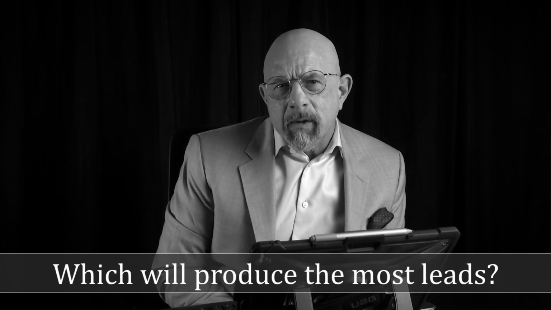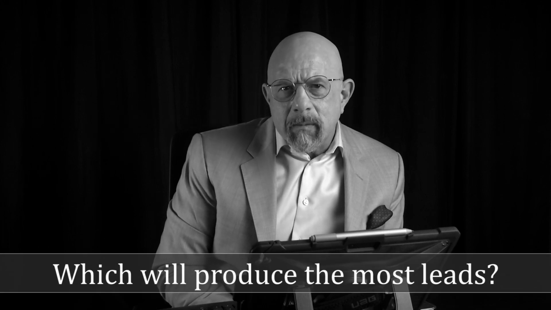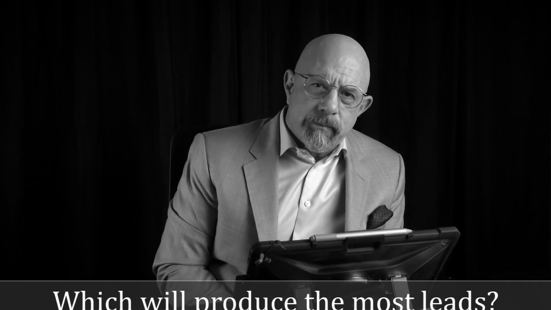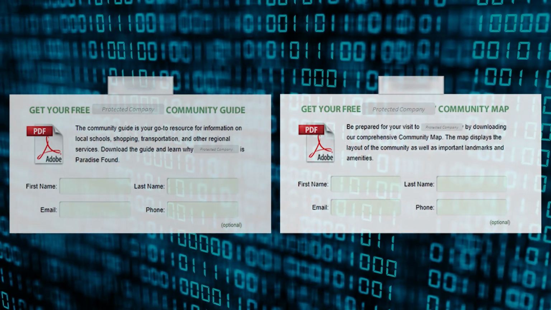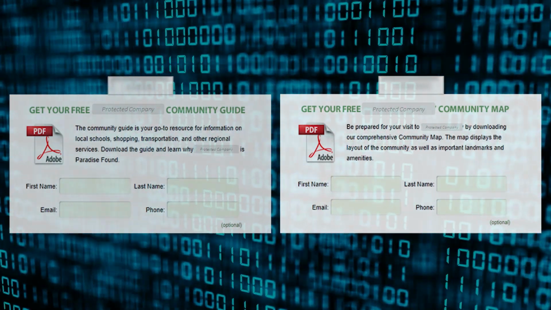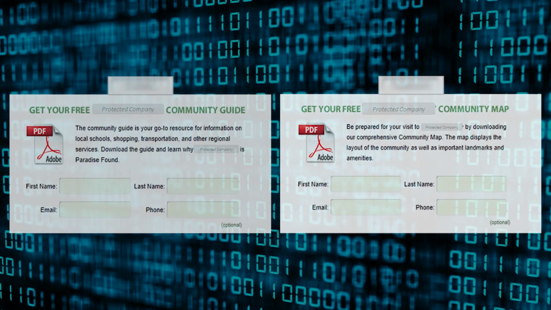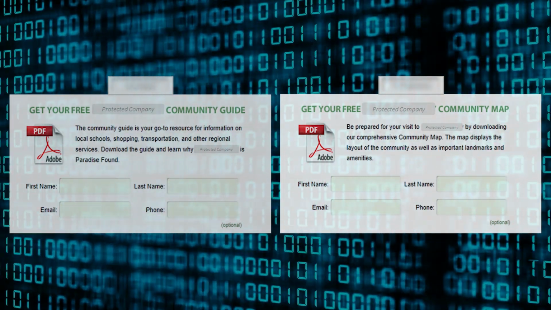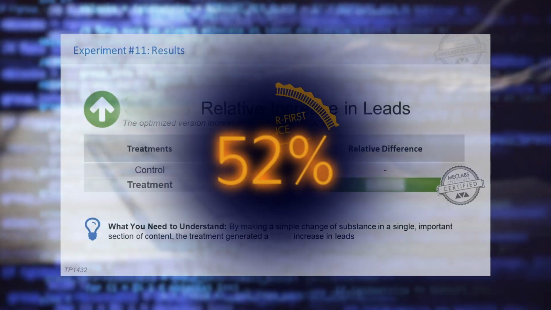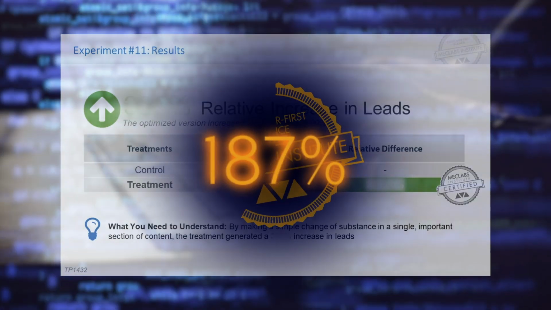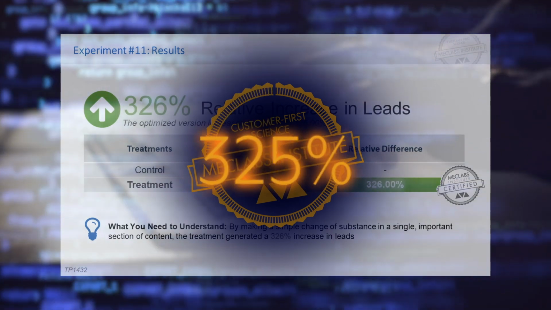How much better do you think one of these could possibly perform over the other? If you look just at the slight differences in appearance, you might underestimate that number. Here's what we discovered when we ran a scientific test comparing the two in a single factorial experiment. The treatment outperformed the control by 326%.